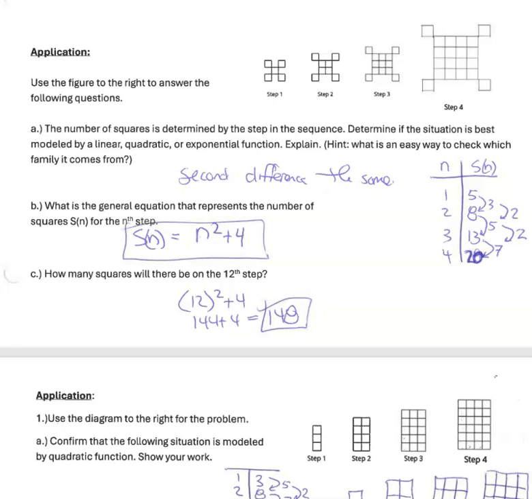Lastly, it says how many boxes will there be at the 12th step. And now that we have our nice equation, we could just substitute in 12, and you get 144 plus 4, which gives you 148.